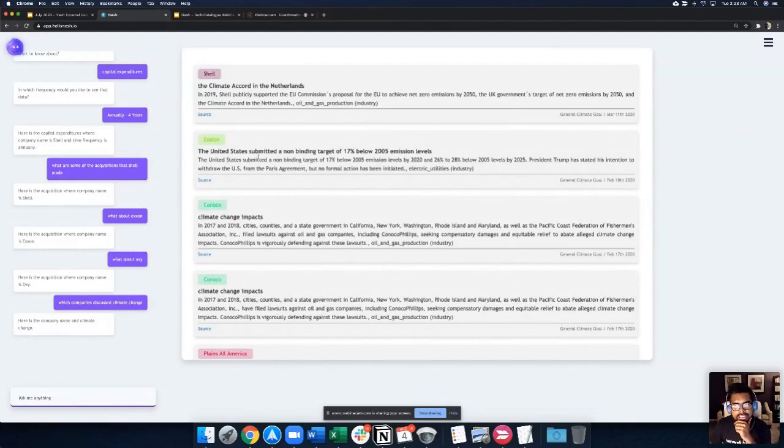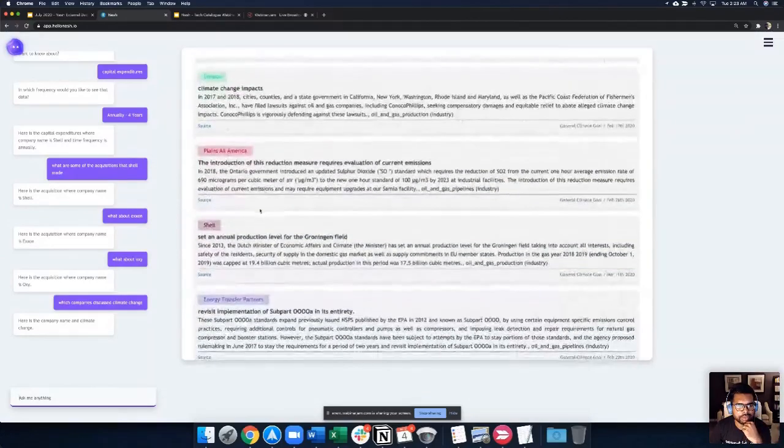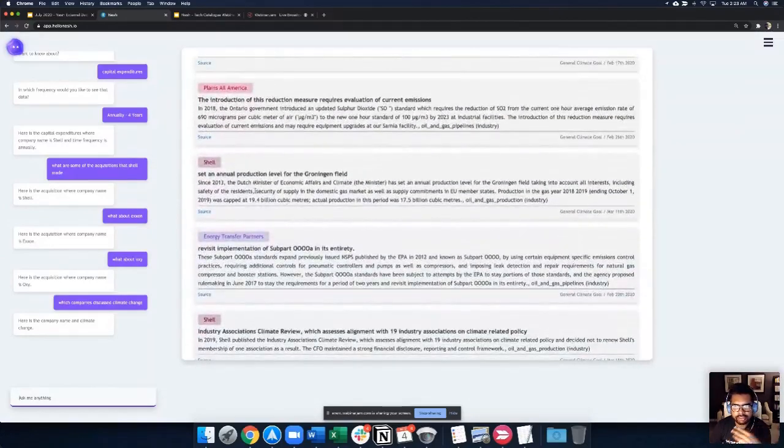So you can see it gave you the detailed background. Okay, well, it looks like Shell talked about climate change, and these are some of the climate accords in Netherlands that they discussed, and you have Exelon, Conoco, Plains on America, and all the different kind of information that it can find. It quickly brings that to you.